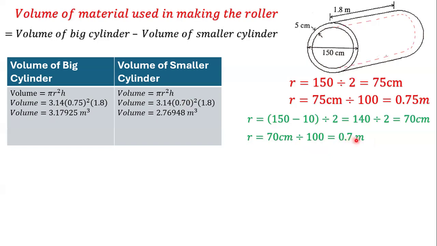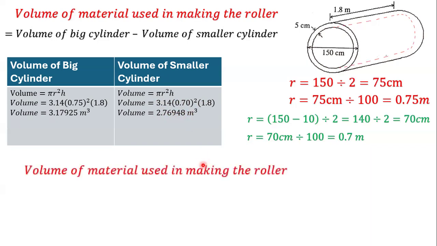Okay, so now we can solve this. We know that pi is 3.14, r is 0.75, and h is 1.8. So we take 3.14 multiplied by the radius squared and multiply that by 1.8, which is the length, and we get 3.17925 meters cubed. And then we take 3.14 multiplied by 0.70 squared multiplied by 1.8, and that gives us 2.76948 meters cubed.